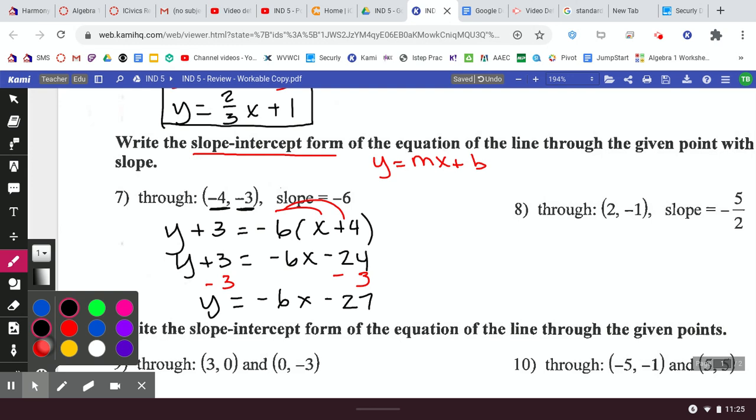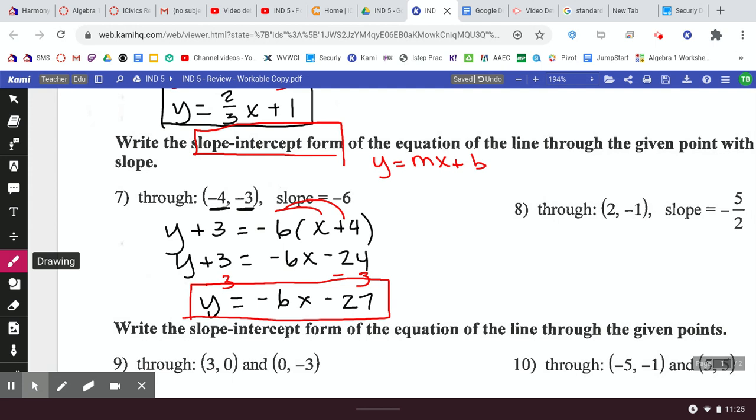All right, they wanted slope-intercept. Is this slope-intercept? Y equals mx plus b. I'm good. I can square it. All right.